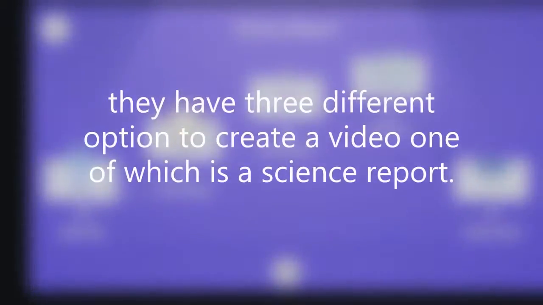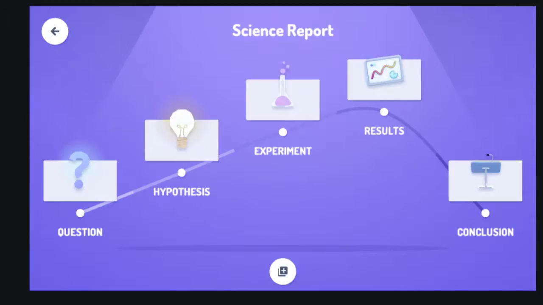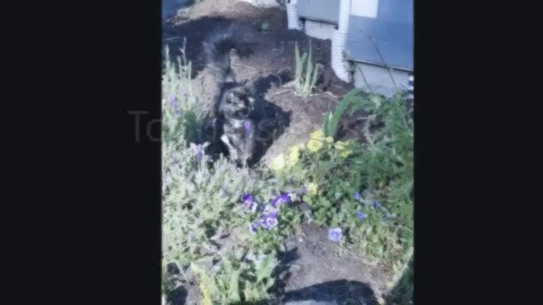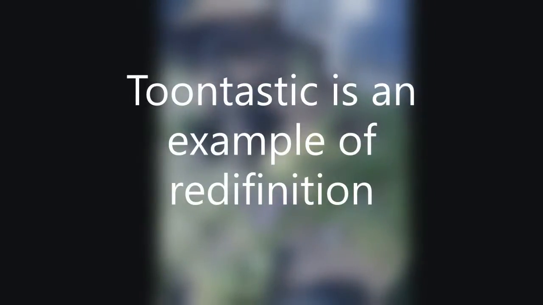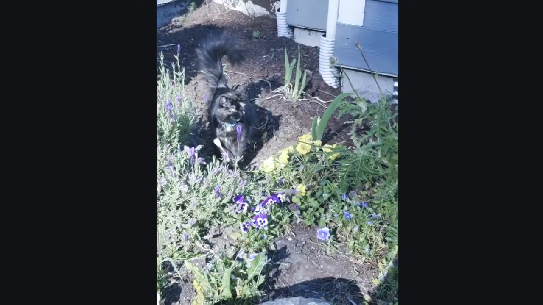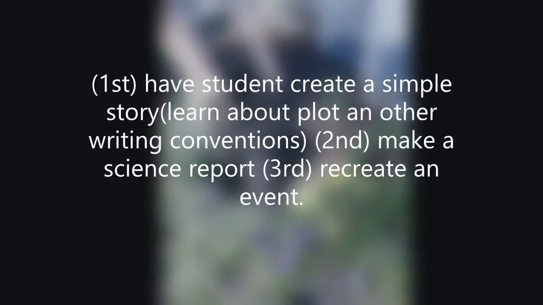Now, Toontastic is a video creating app, and it's a great way to introduce a storyline because when they go through the app, it actually shows beginning, middle, and end, and introduces concepts like, at the beginning is when you introduce setting and character, the middle is when the problem occurs, and the ending is the resolution.